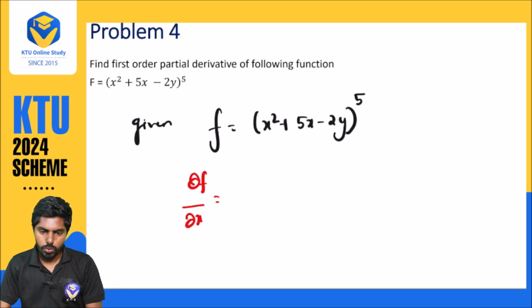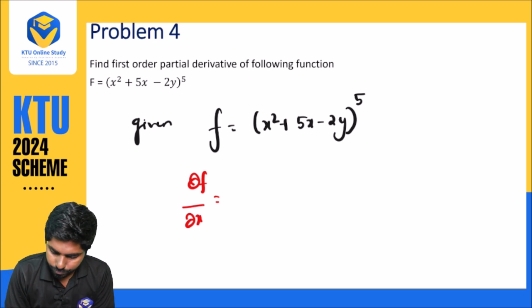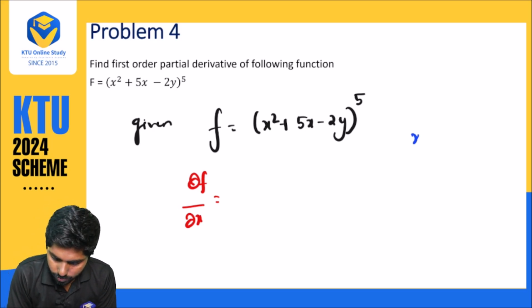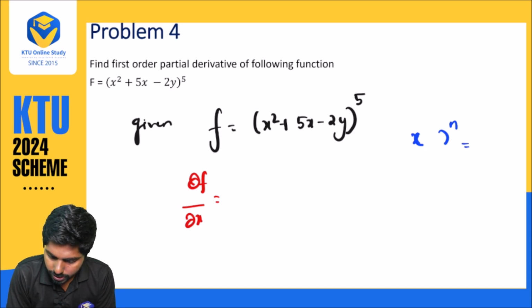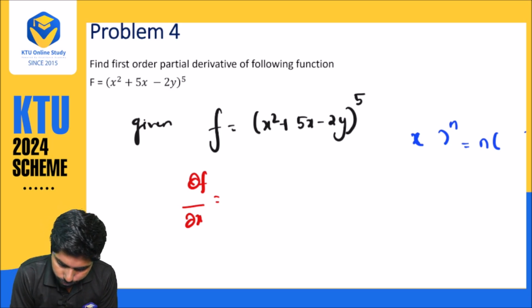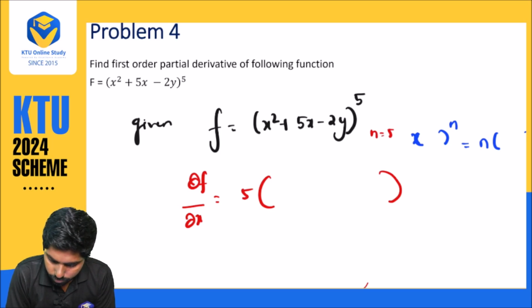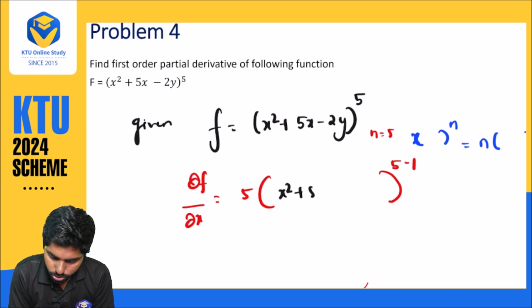So what is given outside the bracket? That is bracket power n, which is nothing but n into bracket power n minus 1. Here n equals 5, so 5 into bracket power 5 minus 1. And what is inside the bracket? Inside the bracket is x square plus 5x minus 2y.